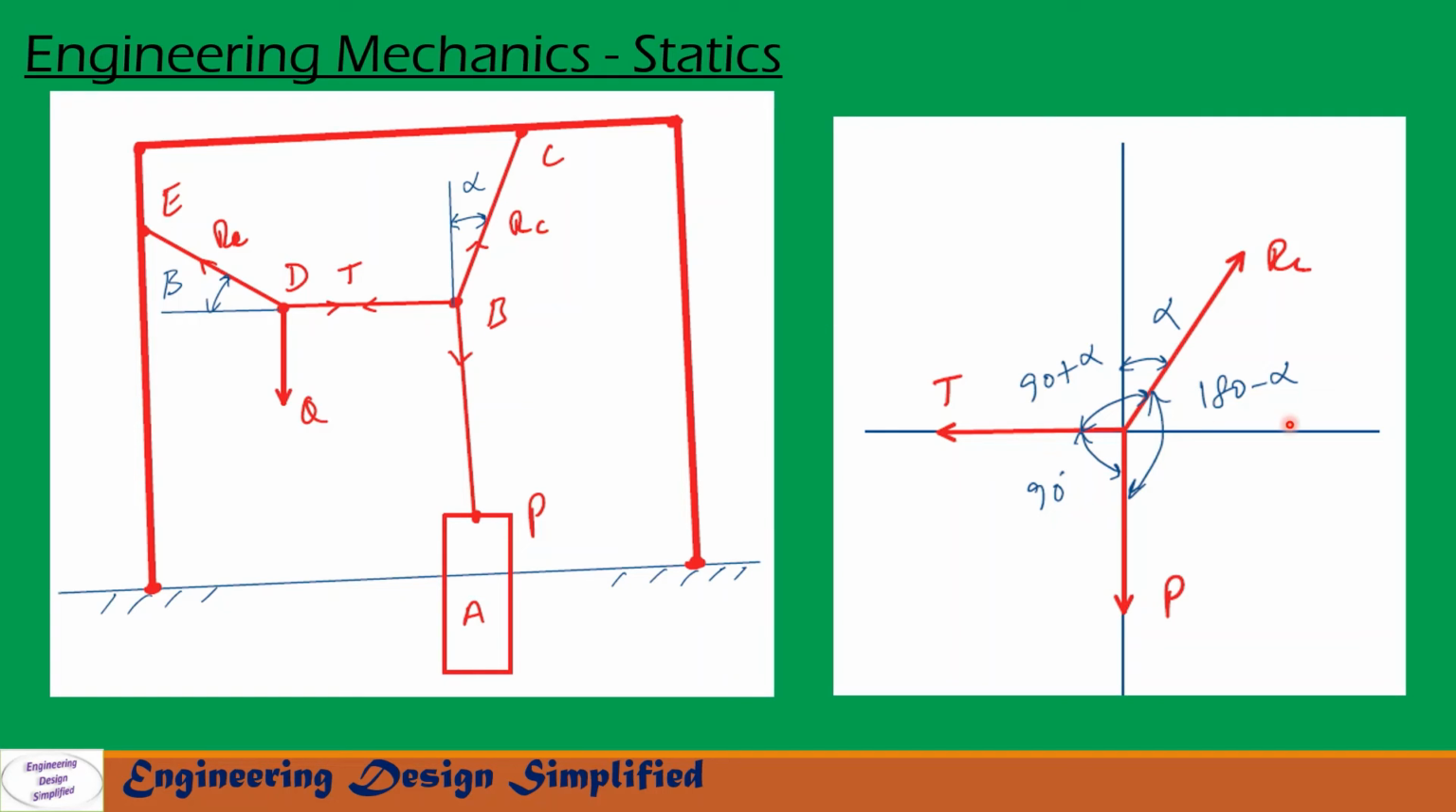Now let us transfer forces and reactions at point B to the xy plane. On this xy plane, P is acting downwards, and T, which we just calculated in the previous slide, is acting towards this direction horizontally, and Rc will be acting towards this direction. The angle between vertical and Rc is alpha. So the angle between Rc and T will become 90 plus alpha, the angle between T and P will be 90 degrees, and the angle between Rc and P will be 180 minus alpha.